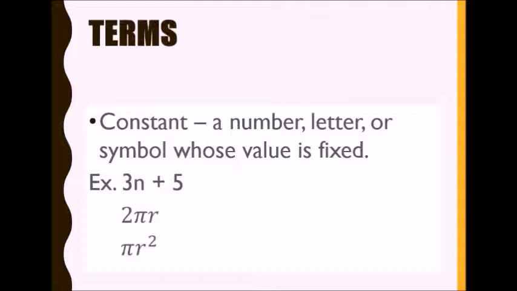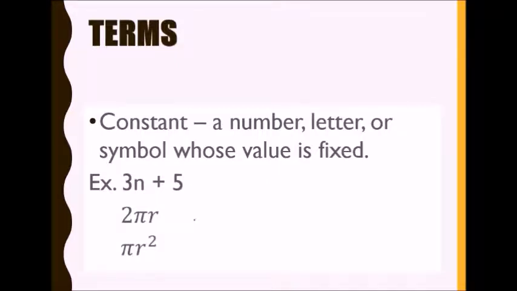So, we also have what we call the constant, no? So, the constant is a number, letter, or symbol whose value is fixed, no? So, on our given, itong 3n plus 5, 3, you already know that this is the coefficient, and you already know that this is the variable. So, ito pong 5, this one is the constant, no? So, it's a number without a variable, and its value is fixed kasi, again, wala kasi siyang kasamang variable. So, hindi magbabago ang kanyang value.